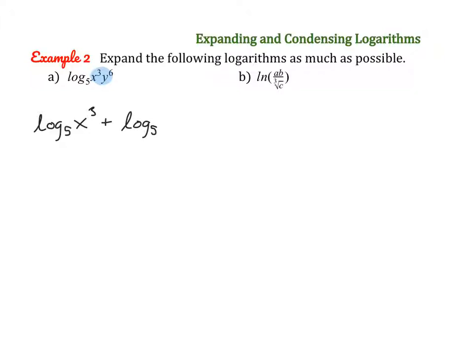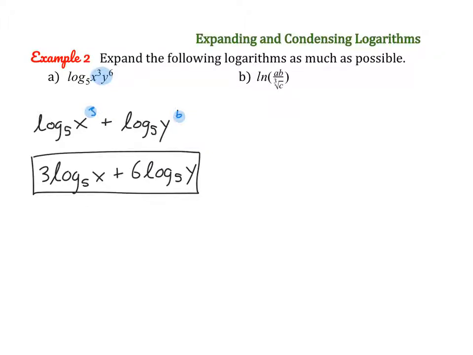But then we can also expand this a little bit more by moving our exponents to the coefficient. So this becomes 3 log base 5 of x plus 6 log base 5 of y. And this is fully expanded.